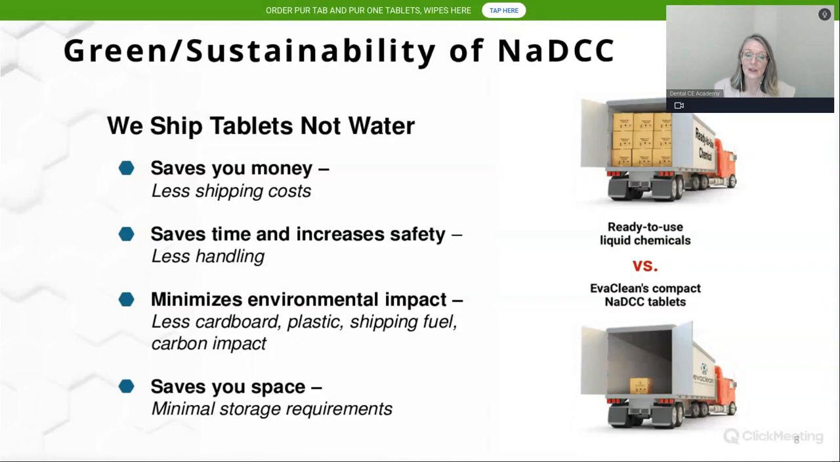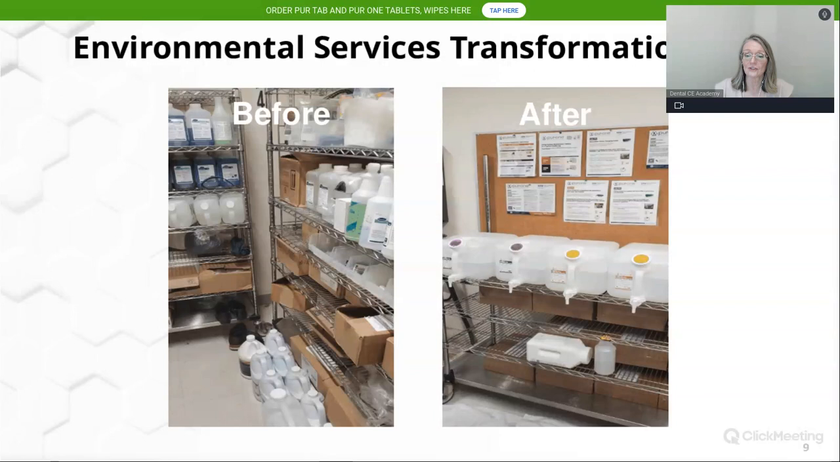Okay, so the benefits here: they ship tablets, not water, so it saves you money, and they're going to ship the kit to you for no shipping charge. Less handling minimizes the environmental impact, so this is a solution that's earth friendly too. You're going to use less of the wipes, which is better, and less of the microfiber wipes, which are horrible for the environment. And it also saves you space because you're not storing all of these liquids in tubs. You can make what you need, right?